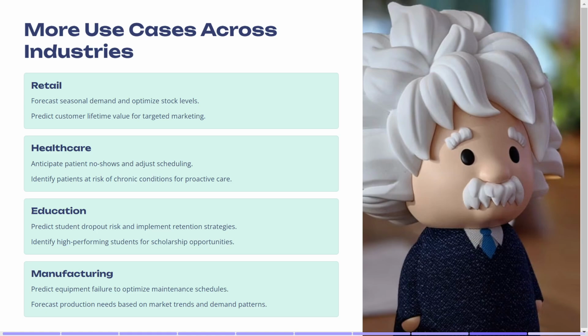Einstein Prediction Builder is used in various industries. Here are more examples. Retail. It predicts demand for products, helping businesses stock the right amount and optimize sales. Healthcare. It predicts patient no-shows, helping manage schedules better, and identifies at-risk patients for proactive care. Education. It helps identify students at risk of dropping out and those who deserve scholarships based on performance. Manufacturing. It predicts when equipment might fail and forecasts what products need to be made based on market trends.